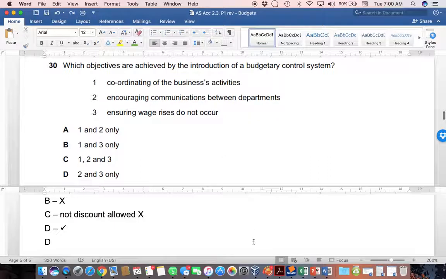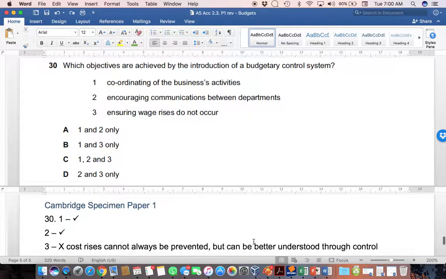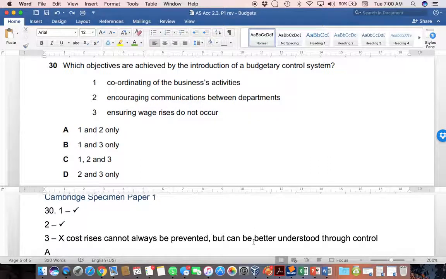Let's now look at Cambridge Specimen Paper 1, question 30. Which objectives are achieved by the introduction of a budgetary control system? Remember that a budgetary control system simply means that we are preparing a budget to see what we want our goals to be and what everything should be expected to be, but then we also control it. In other words, we go and look at what the actual costs were and we make comparisons so that we can hopefully manage our business better.